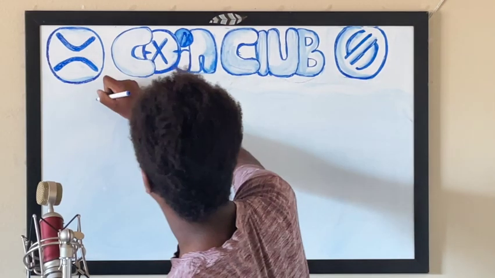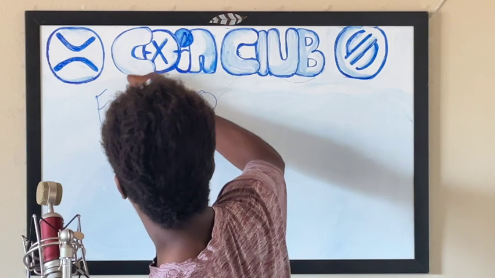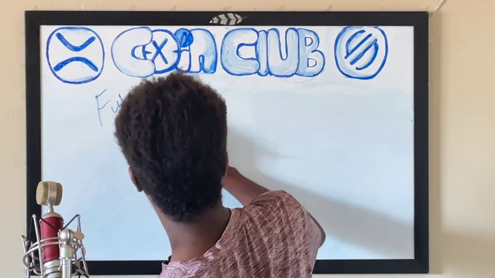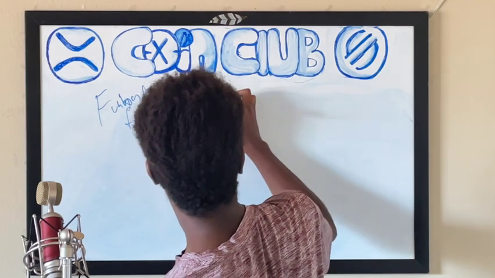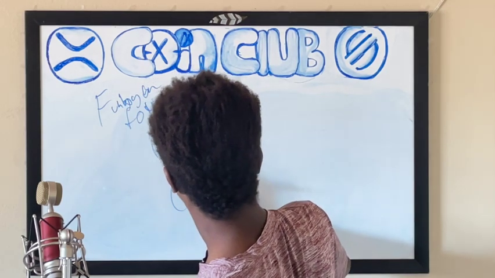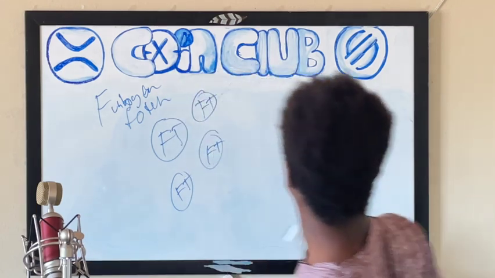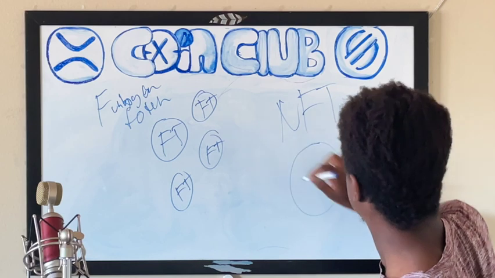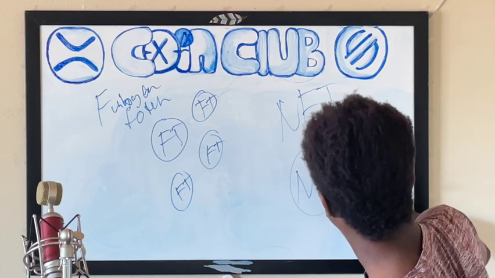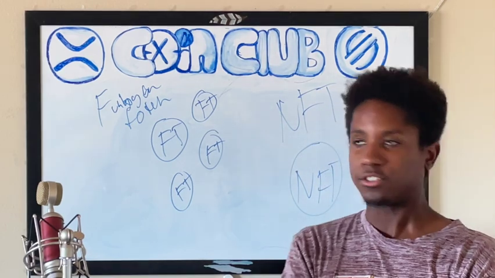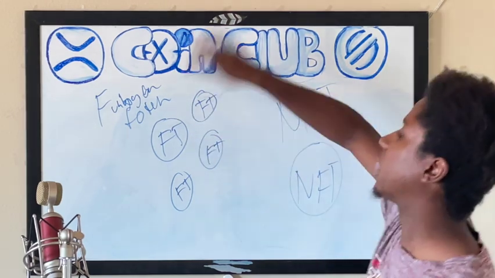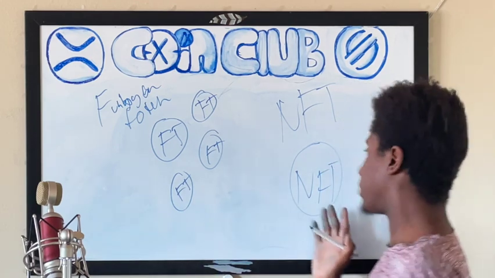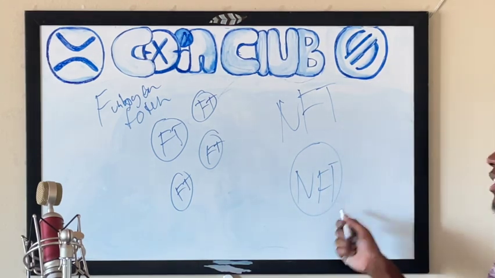So we've got fungible tokens. We'll put FT here. And then we've got NFT. So what is an NFT? An NFT is a non-fungible token. All that means is this token is unique. There's no other token out there like that. You cannot interchange this token for any other token like that. It does not break up in any way. This token is an entirely unique identity.